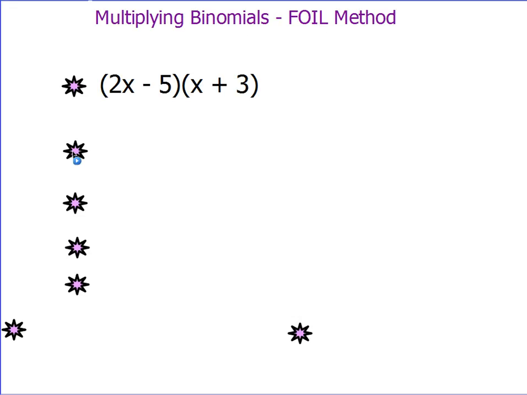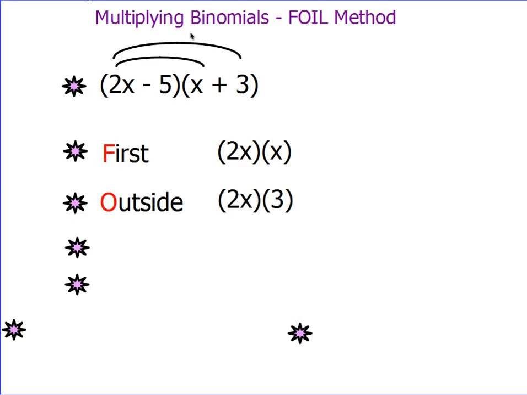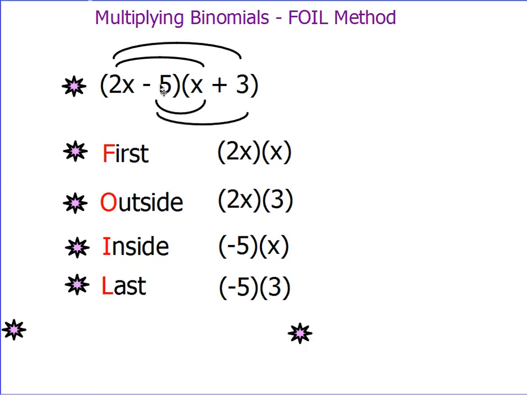So in this case, the F stands for first. And what that means is you take the first term in each of these binomials and you multiply them. So in this case, I've got 2x and an x, so I multiply them. The O stands for outside. So I take the two outside terms. That's my 2x and my 3. They are on the outside of this multiplication. That's my outside terms. Then I look at my inside terms. That's my negative 5 and my x. And then my L stands for the last terms, the negative 5 and the 3, and I multiply them.